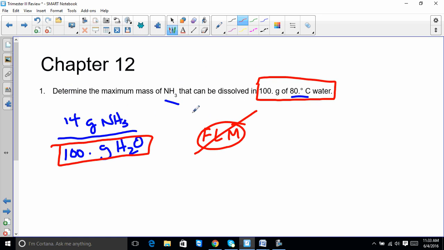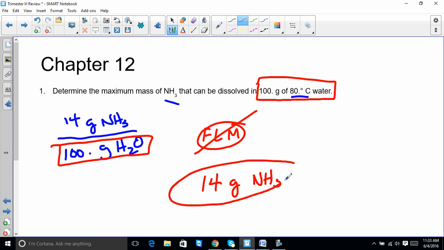Determine the maximum mass of NH3 that can be dissolved in 100 grams of water. The maximum mass is 14 grams. That's the answer to the problem. That's the most it can hold. It can hold 1, 2, 3, 7, 14, but no, it can't hold 13.9. If you try to put in 15, 14 dissolves, and one is on the bottom, undissolved.